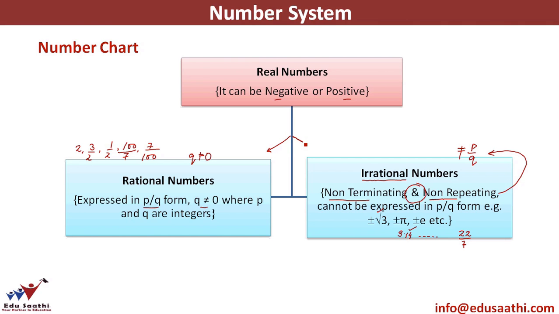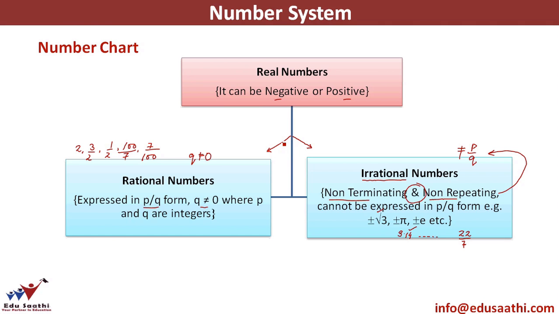A number which cannot be represented in the form of p by q, examples are pi, square root of 2, square root of 3, or any root of a natural number where the exact root is not possible, is an example of irrational numbers. Irrational numbers are non-repeating and non-terminating.